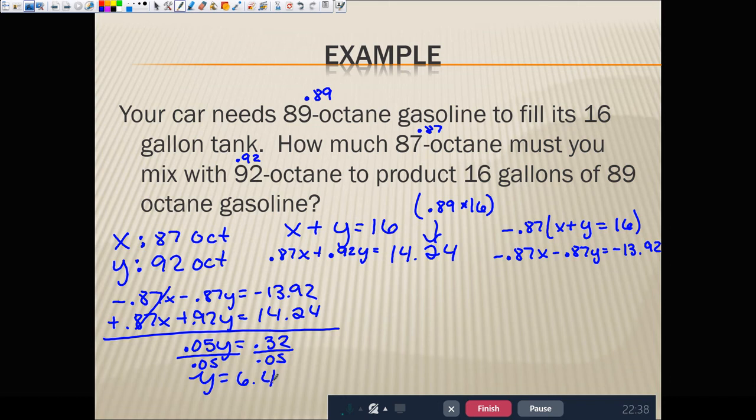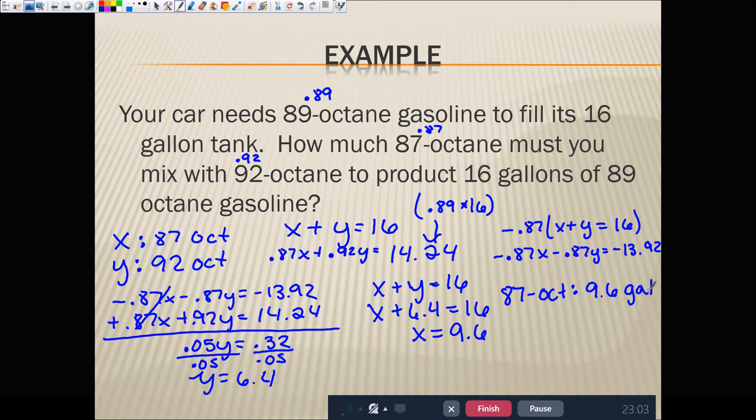Now that I know y, I can find x by substituting it into my original equation. x plus y equals 16. So x plus 6.4 equals 16. Subtract 6.4, so x is going to equal 9.6. So that means with my 87 octane gas, I'm going to have 9.6 gallons. And with my 92 octane gas, I'm going to have 6.4 gallons.